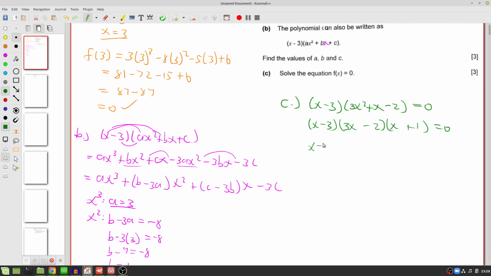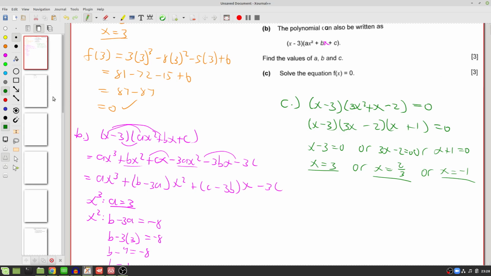Okay, now we've got 3 brackets, and this times this must be 0, which means either this must be 0, or this bracket must be 0, or the last bracket must be 0. And then we can just solve each one separately. So here we just take the negative 3 over and we get x equals 3. Or here, I forgot to put the equals 0 part, we take over the 2 and then divide by 3, so we get x equals 2 over 3. Or lastly, here we take over the 1 and it becomes x equals negative 1. And that is it for question 1.